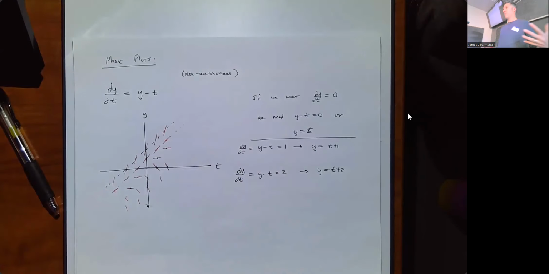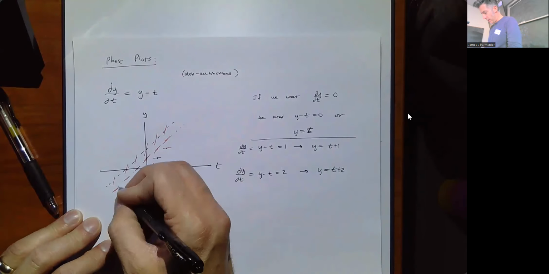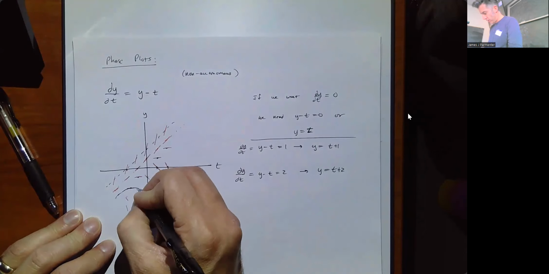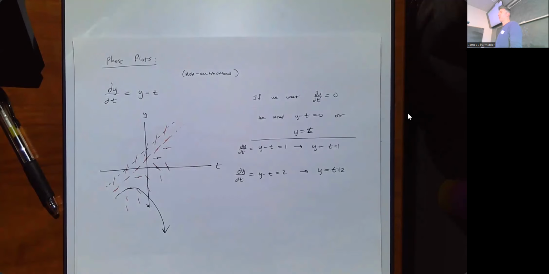And so you've got this behavior where if you say, okay, great, well, James, what happens if you start right here? Well, you can start following the pattern of the curves and see that it's going to do something like that, which seems kind of bonkers.